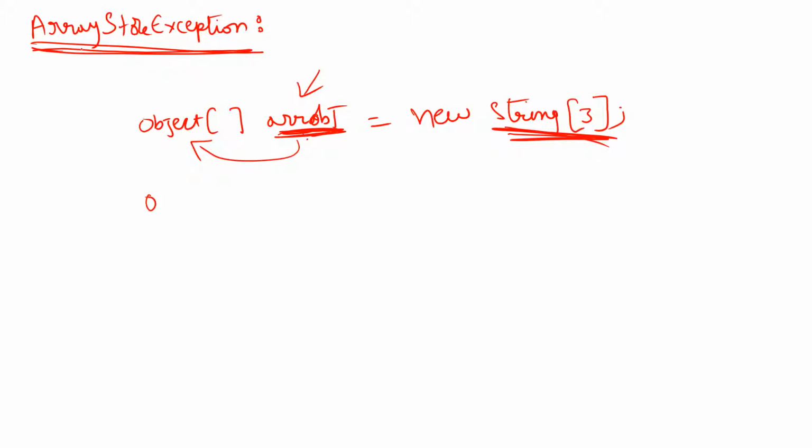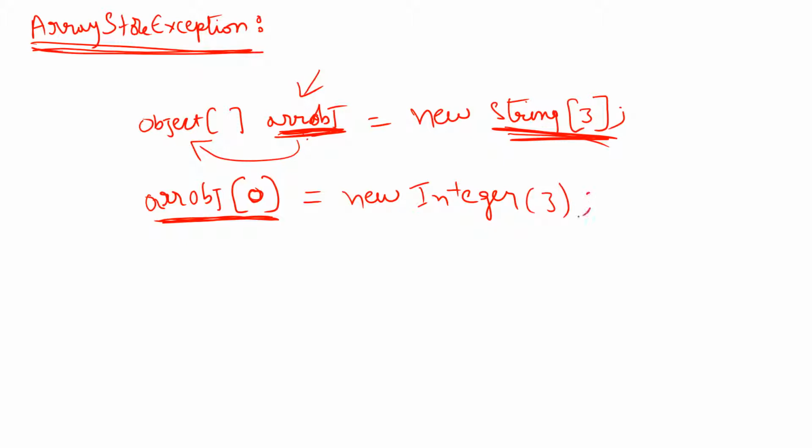That means, let's say arrObj[0]. I am trying to initialize this array. That means I am assigning a value to the 0th element. So equals to, I will say new Integer of 3. That means I am trying to store an object of the type integer into this array. Then I will get an array store exception.